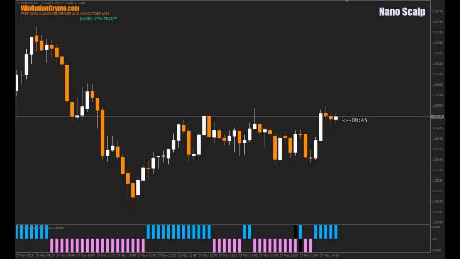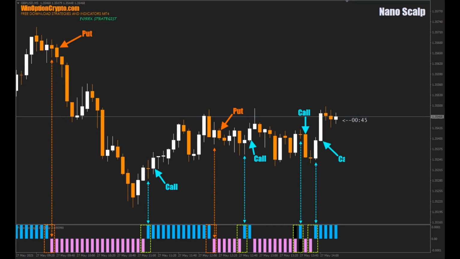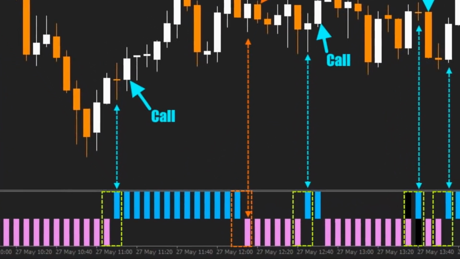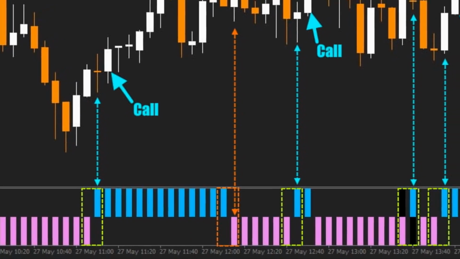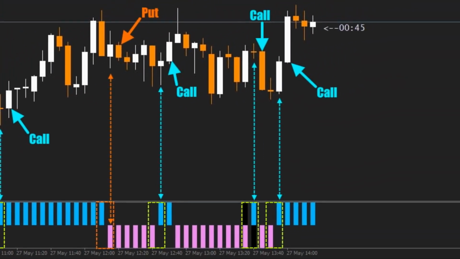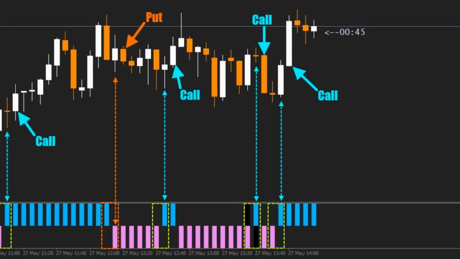Now let's look at the key elements of this system. Its trading signals appear when the basement oscillator bars change color. Everything is as simple as possible. If the histogram changes color from purple to blue, this is a signal for growth. You can enter a trade with the call option. If, on the contrary, from blue to purple, then it is time to buy the put option. As you can see, the logic is as clear as possible and does not require complex calculations.